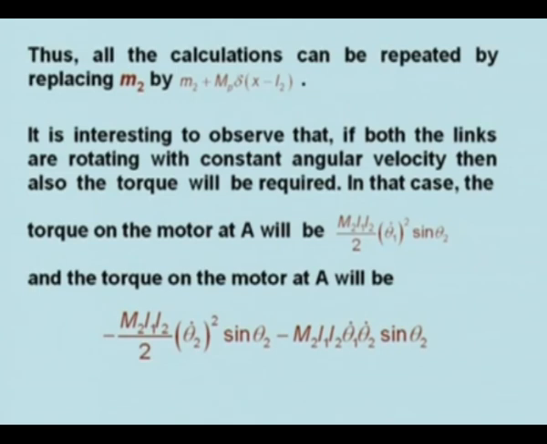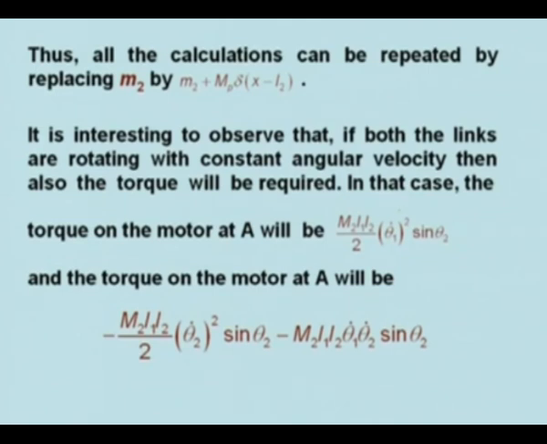Now it is interesting to observe that if both the links are rotating with constant angular velocity, then also torque will be required. If there were a single link, it would not be required, but in this case it is required. In that case the torque on the motor at A will be m2 L1 L2 by 2 theta 1 dot square sin theta 2.